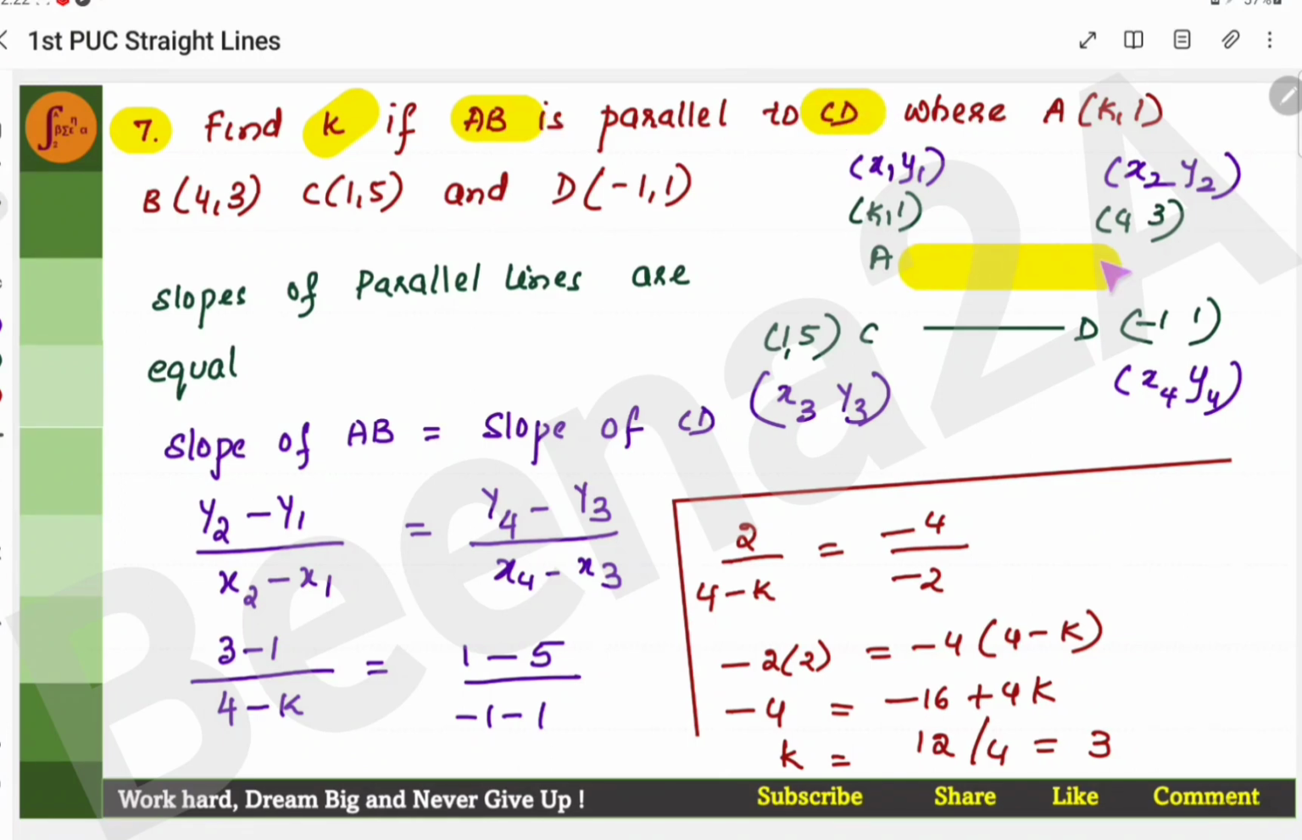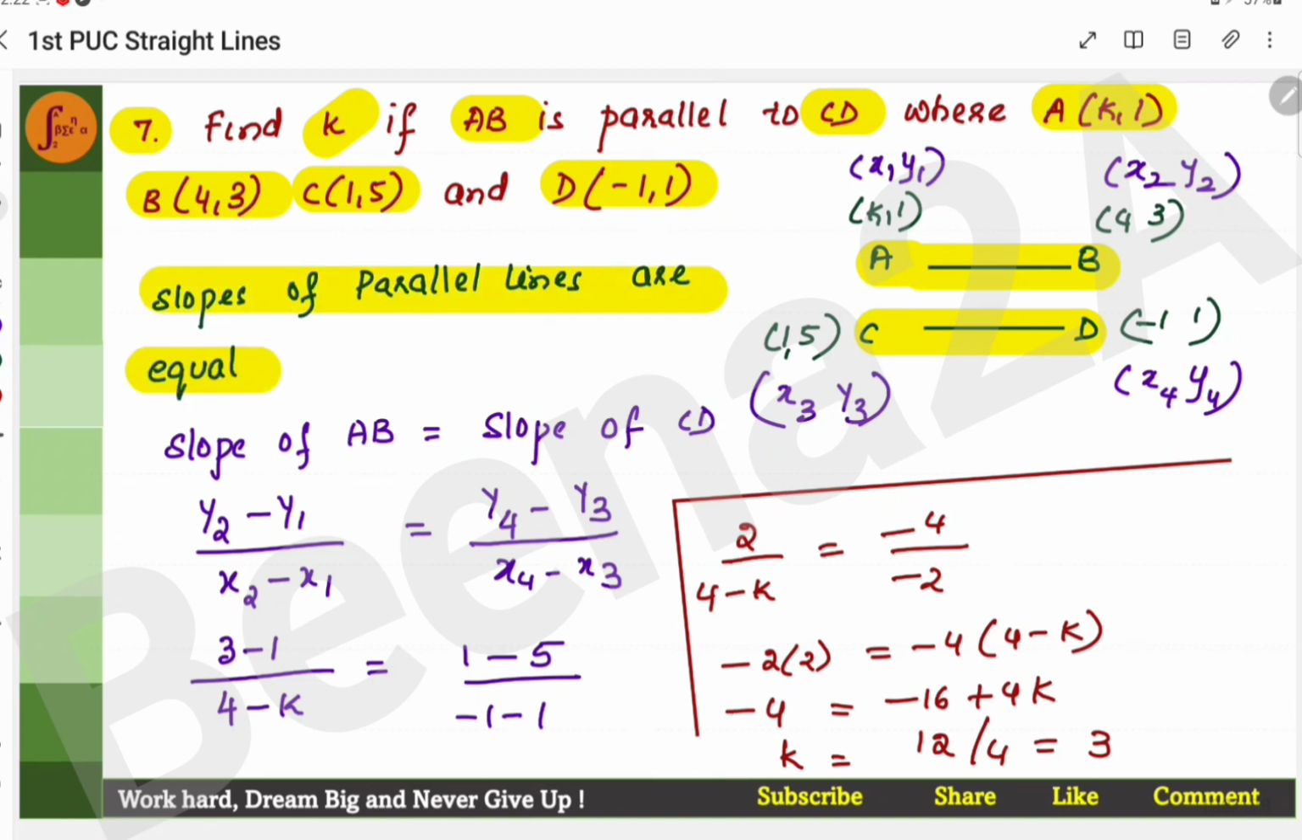So basically there are 2 lines, AB and CD. They've given all of these points, A point, B point, C point, and D point, right? Now they have told that AB is parallel to CD. So you have to remember, this is very important. Slopes of parallel lines are always equal, right? And for slopes of perpendicular lines, when you multiply, you'll get -1. But in case of parallel lines, it's going to be equal.